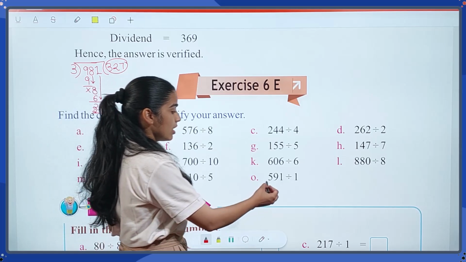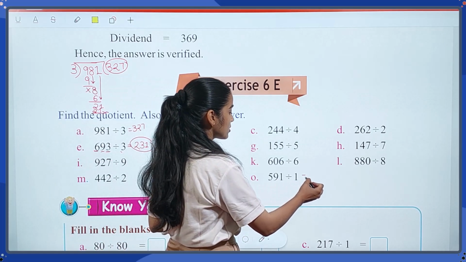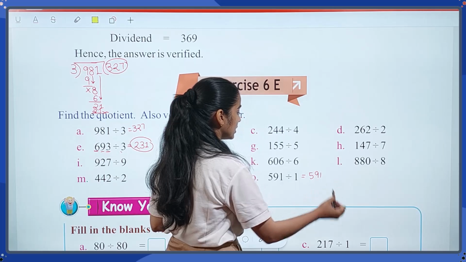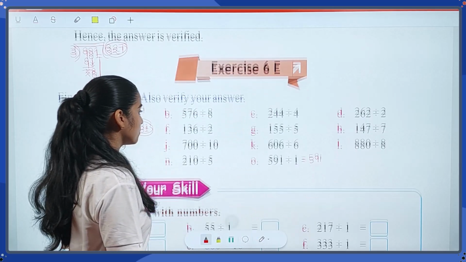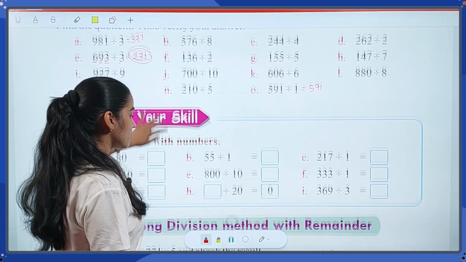If you see here, 591 divided by 1, your answer will remain the same, 591. Okay students, I hope this is clear to you and you can solve the rest of the questions.